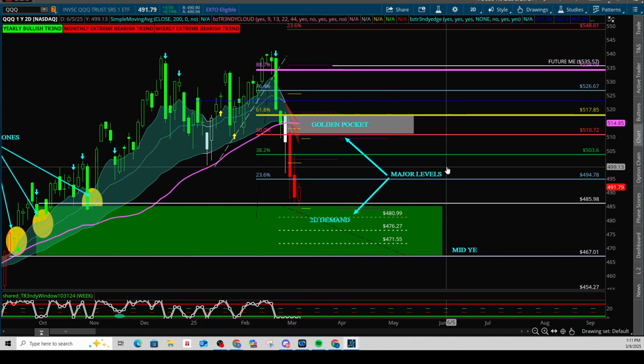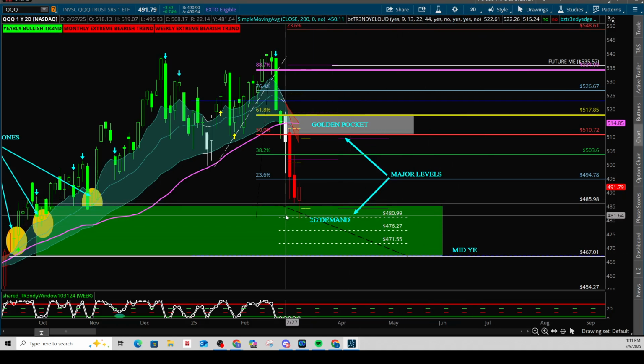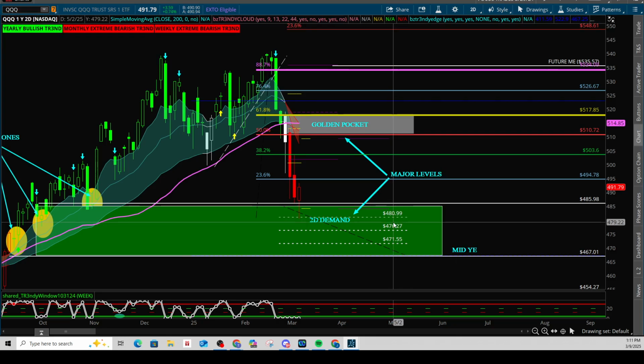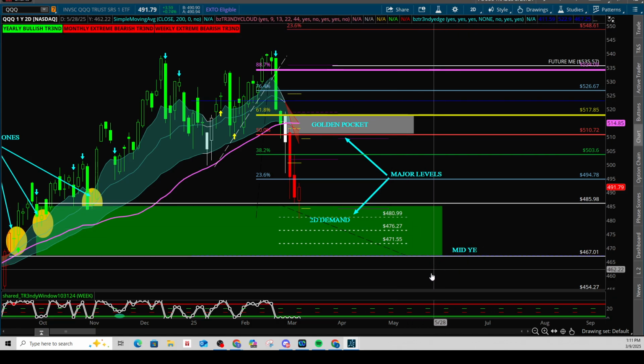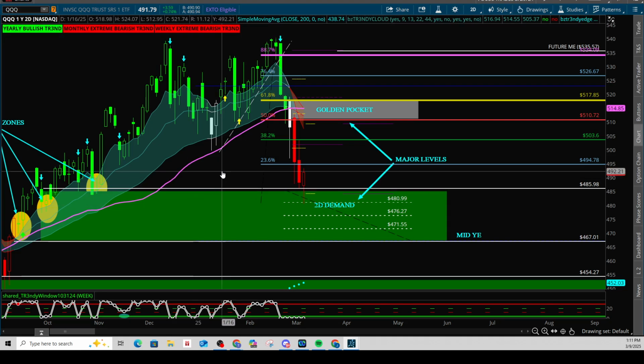Okay, so your two major levels again: golden pocket and this entire demand zone. If for some reason we take out the 25%, I'm looking for buyers to come in at or around 476, and if that doesn't work, 471, and if that doesn't work, 467. Again, both things to take note of. Both of these came into 2-day demand zones, and they are working so far. Doesn't mean they're going to.